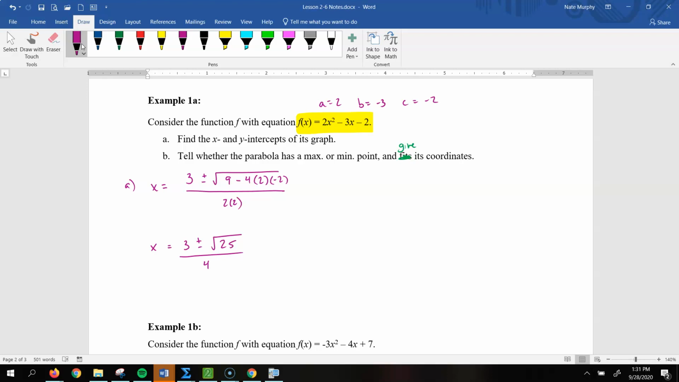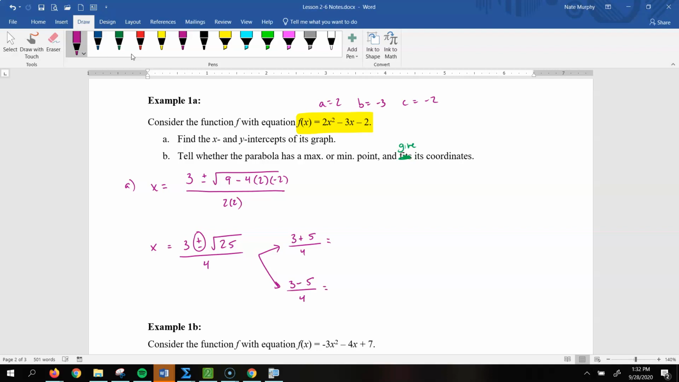All right, at this point, that plus or minus means that we're going to have two solutions: one where we have 3 plus the square root of 25, and one where we have 3 minus the square root of 25. At this point, I like to branch off into two separate routes. We'd have 3 plus the square root of 25, which is 5, divided by 4, and then 3 minus the square root of 25, which is 5, divided by 4. This will give us our two answers.